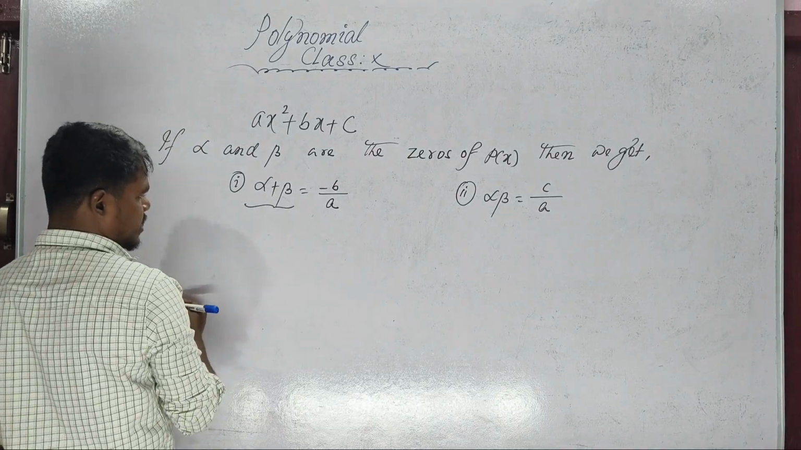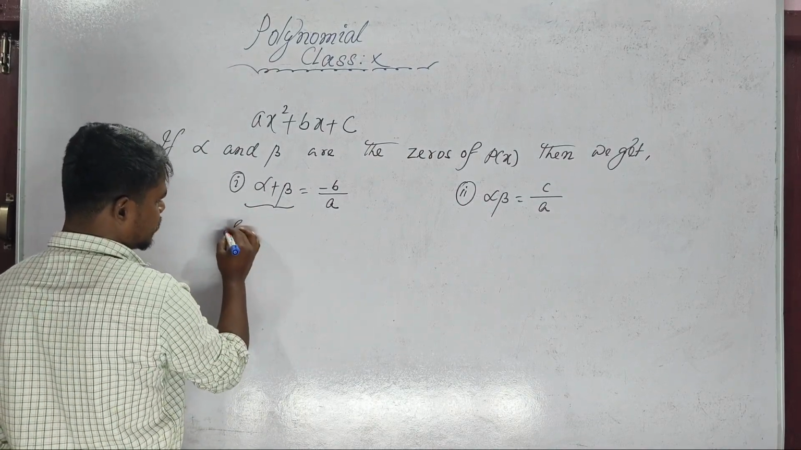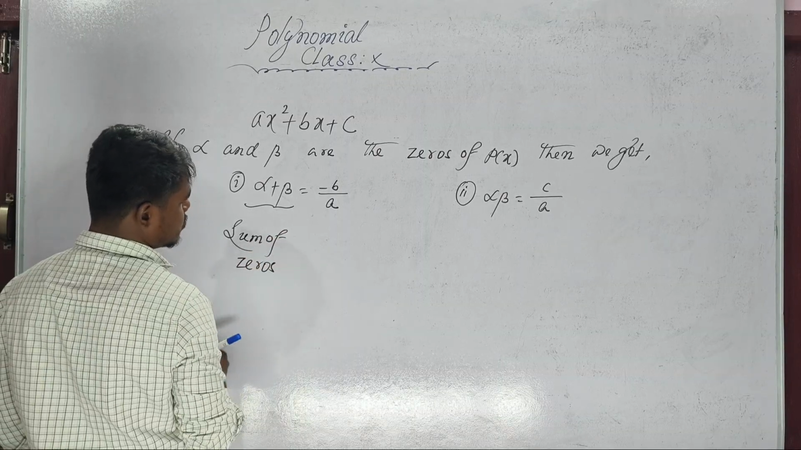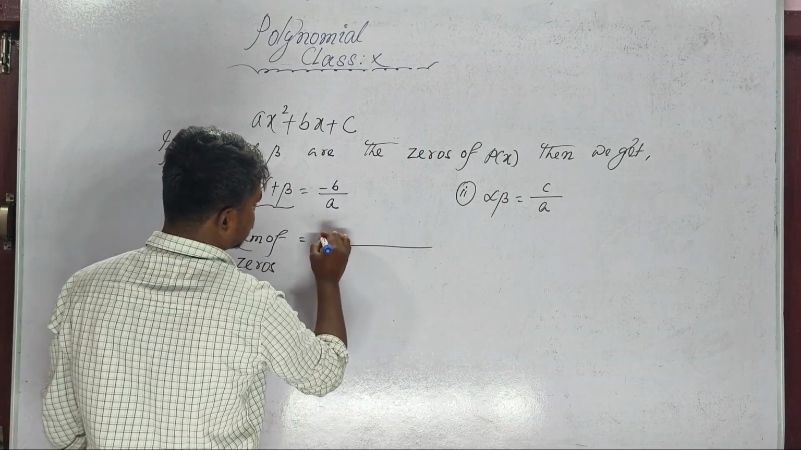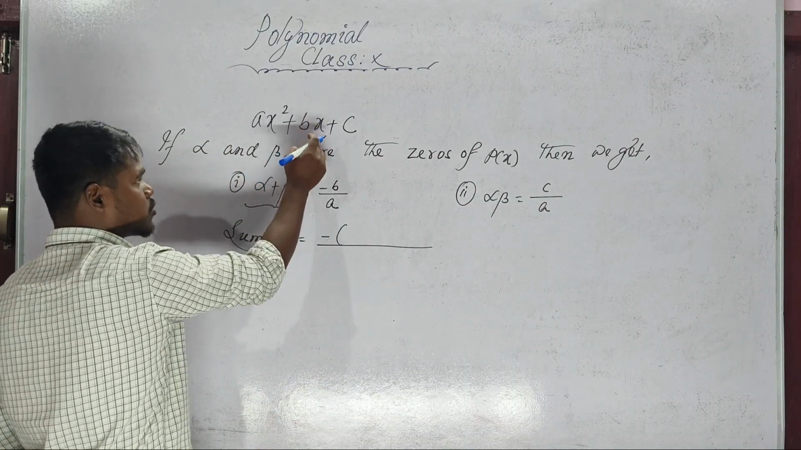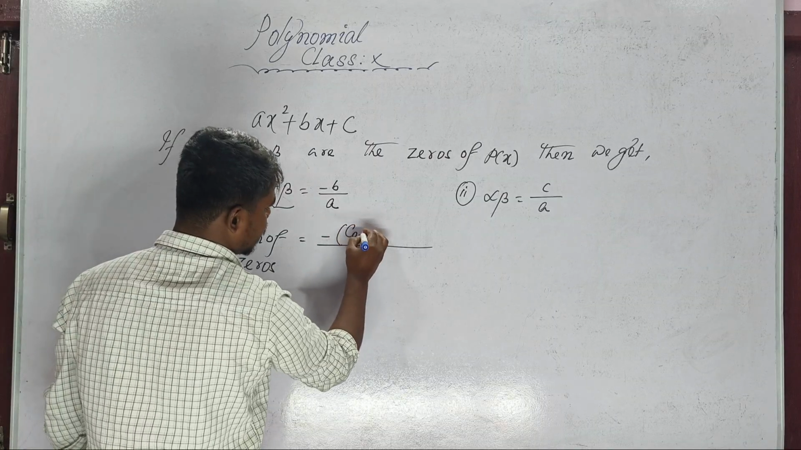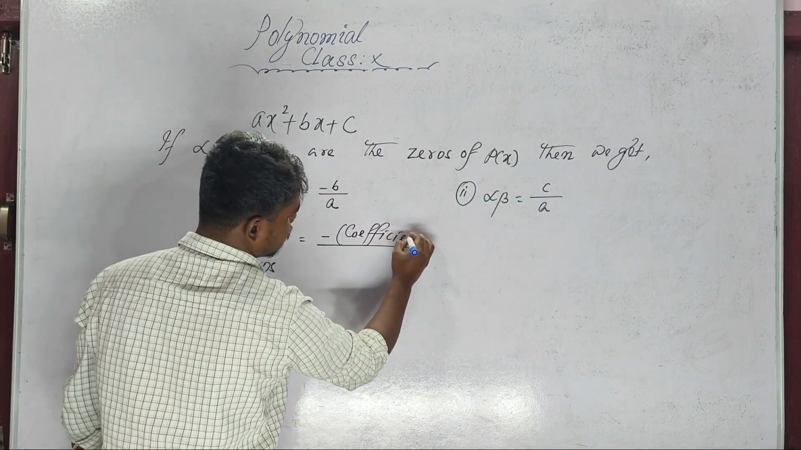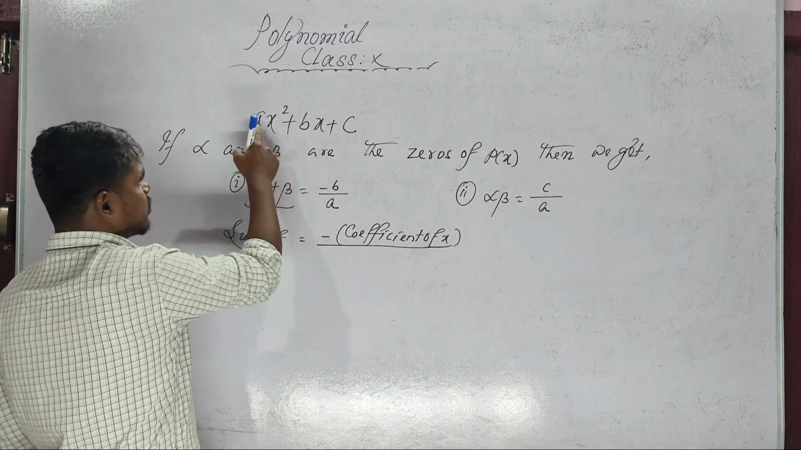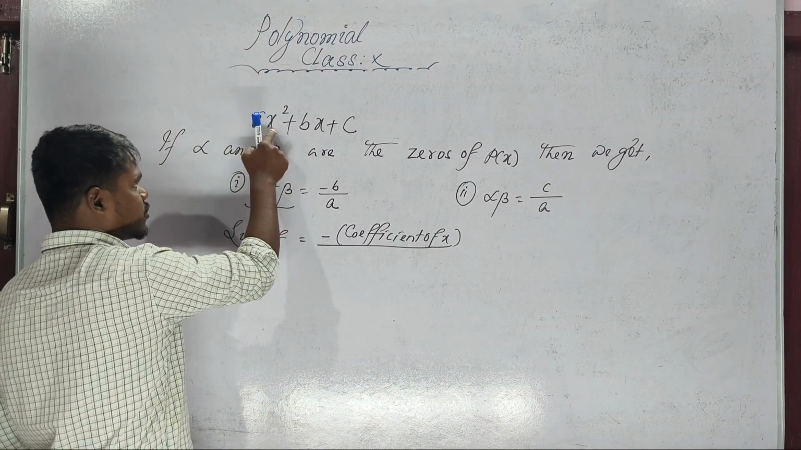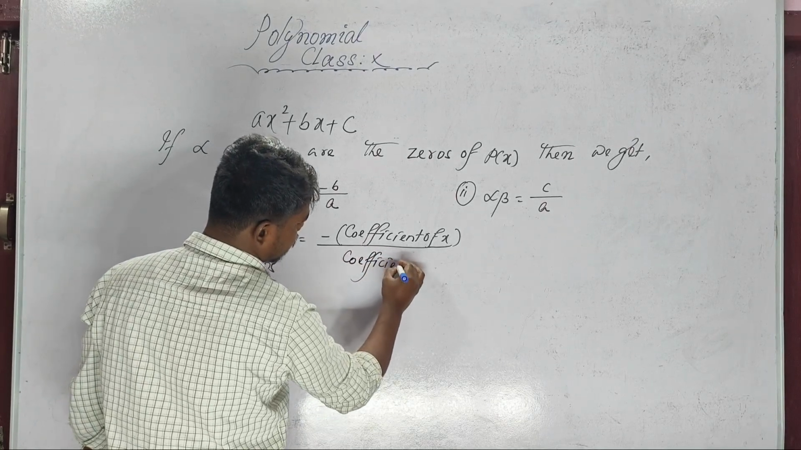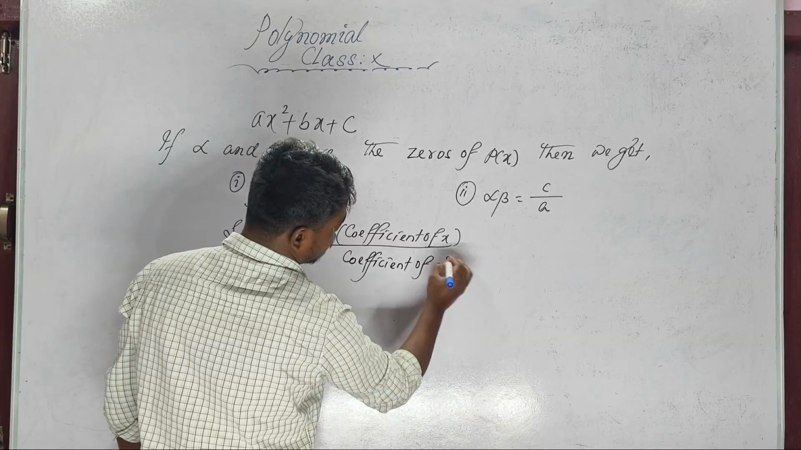Alpha plus beta means the sum of the zeros. On the right side, minus b means what? Multiple of x, it means coefficient of x. A means multiple of x square, it means coefficient of x square.